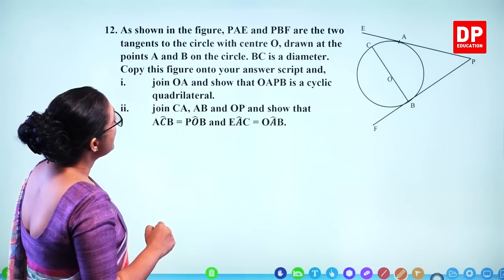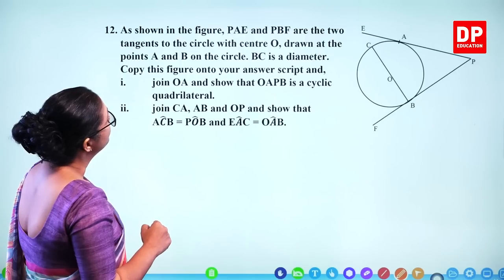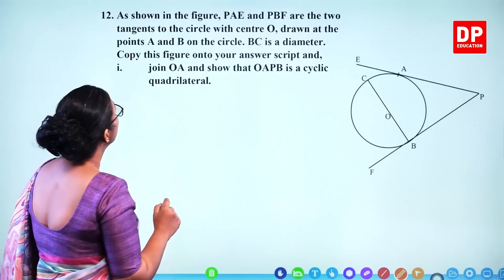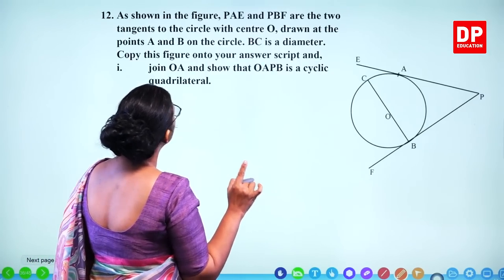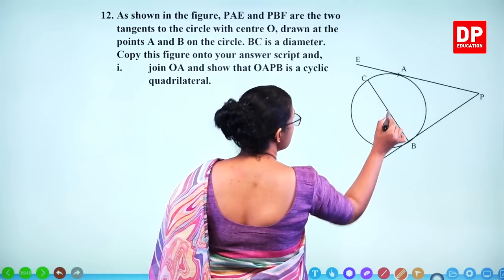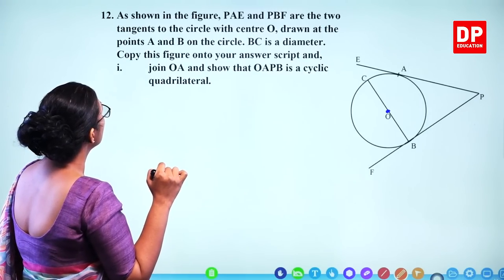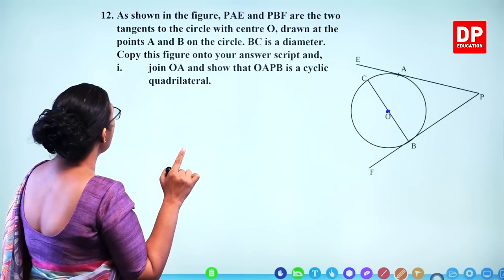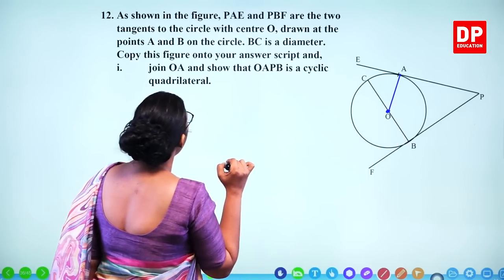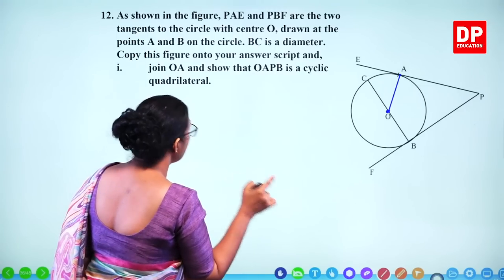As shown in the figure, PAE and PBF are 2 tangents to the circle with center O. And we have to mark all the information and do it separately. So let's do on the next slide. So 2 tangents are there, drawn at the points A and B on the circle. BC is a diameter. So that means this is the center. Center is the O. Copy the figure onto your answer script and join OA. This one. And show that OAPB is a cyclic quadrilateral.